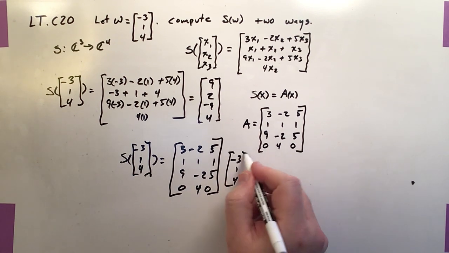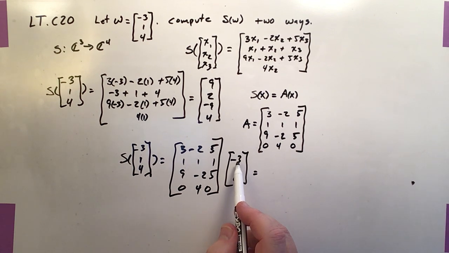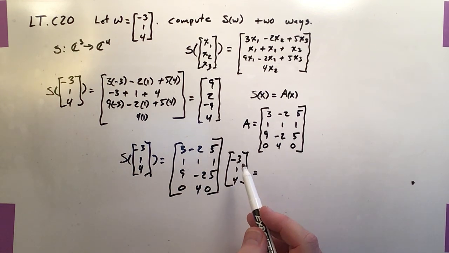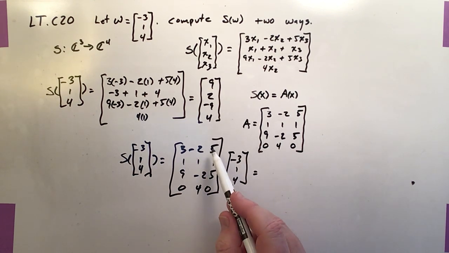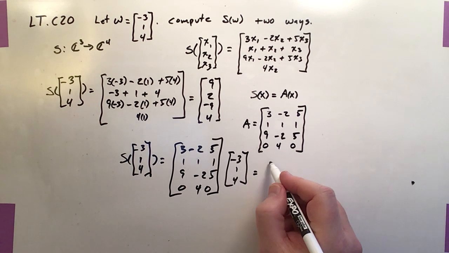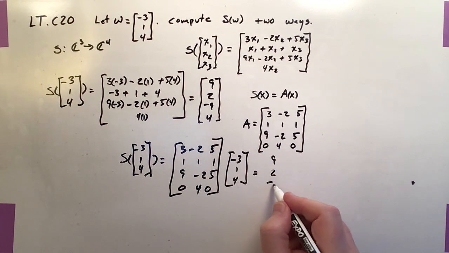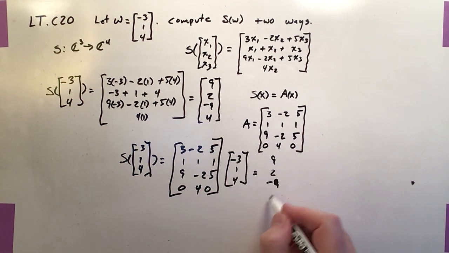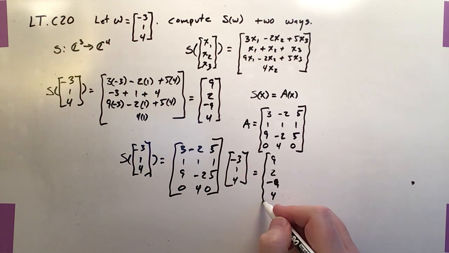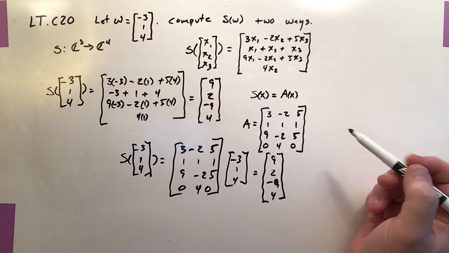You can see this product will produce the same thing. 3 times negative 3 is negative 9. Negative 2 times 1 is negative 2. That's negative 11. And 5 times 4 is 20. So negative 11 plus 20 is 9. And there it is, it produces the first element. It will produce all of them: 9, 2, negative 9, and 4. So you can see that's the second way to compute the linear transformation of S.